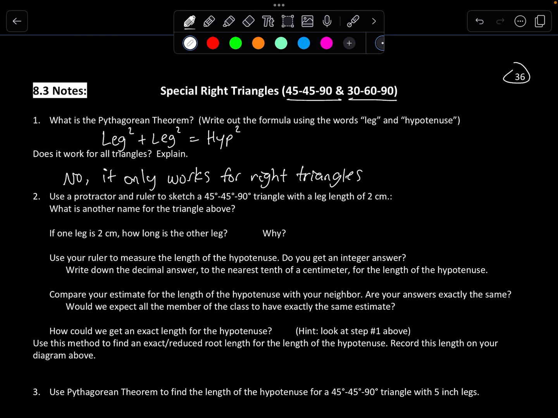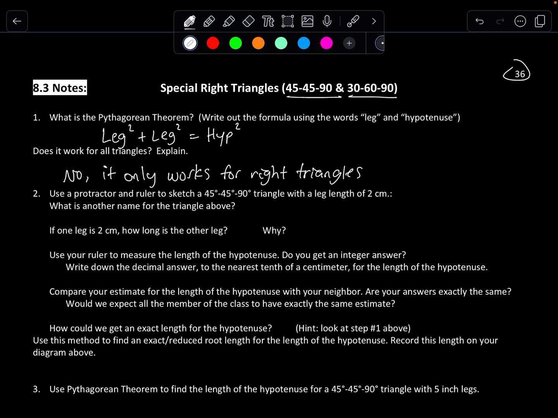Use a protractor and ruler to sketch a 45, 45, 90 triangle with a leg length of 2 centimeters. Well, we're not going to do that. We're just going to trace a 45, 45, 90 triangle. And that looks pretty good. And that means this is a right angle. Now, they're going to say one of the leg lengths is 2 centimeters. So there's one of my legs.